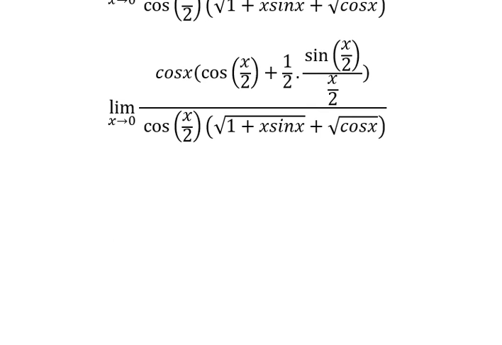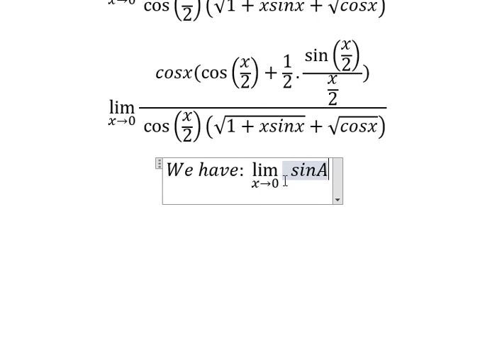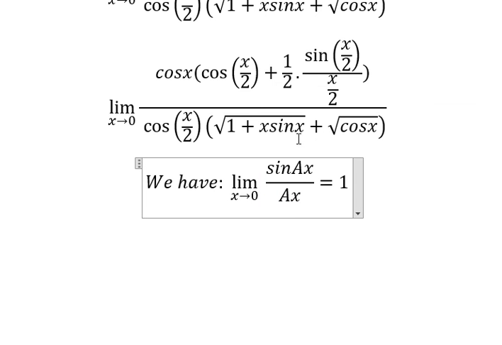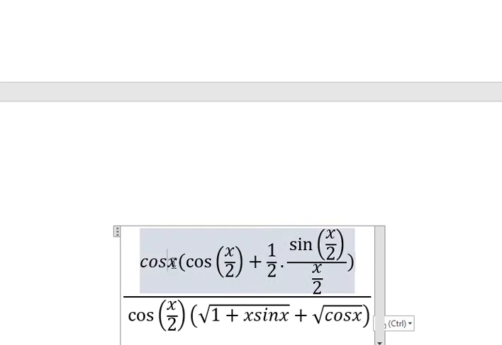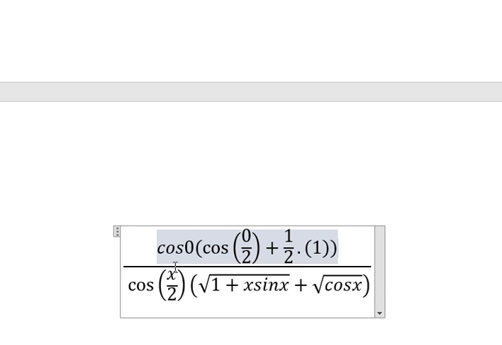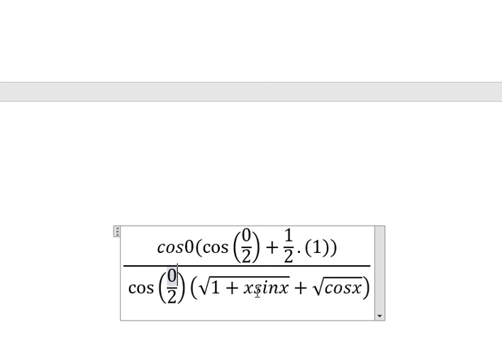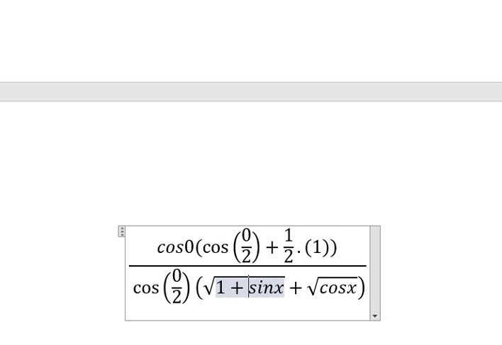Next, we have the formula in here. So that means when x approaches number 0, this one equals number 1. And now we have the final answer in here. This one we have number 1. This one we have number 0 in here.